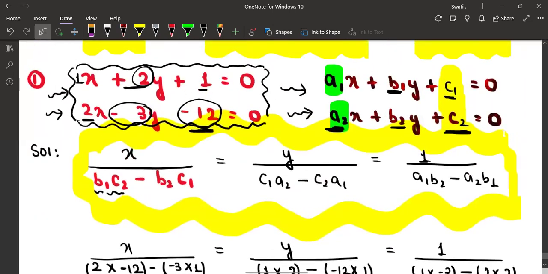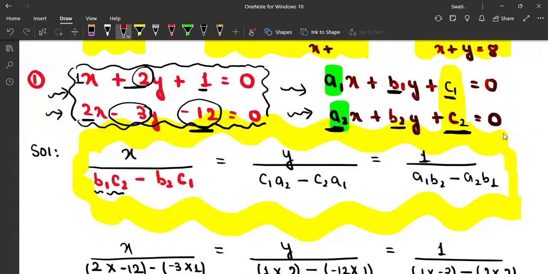Okay. So the first step is, Manya, if you see any question where the question is written in this form, for example, x plus y is equal to 8, then you will not start solving from here. First, you will write down like this: x plus y minus 8 is equal to 0.